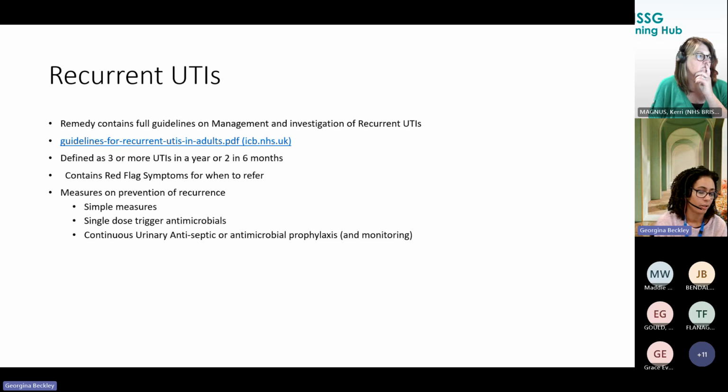Then we go on to the antimicrobial options, so single dose trigger antimicrobials. When there's an obvious trigger for a UTI, which can sometimes be in our younger population, they can have a rescue pack of antimicrobials to have at home. And then there's continual antimicrobial prophylaxis, particularly nitrofurantoin or trimethoprim. When we talk about continuous antimicrobial prophylaxis, we say to review at the 3-month mark. No antimicrobial is without side effects, as I'm sure you're aware.